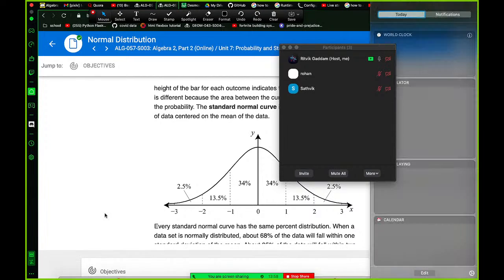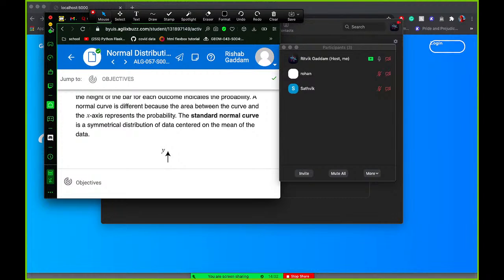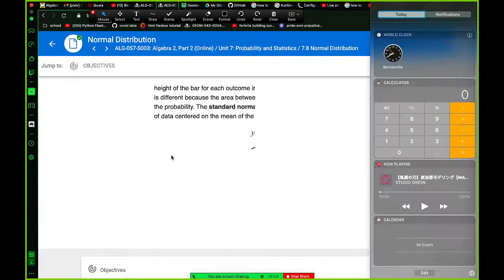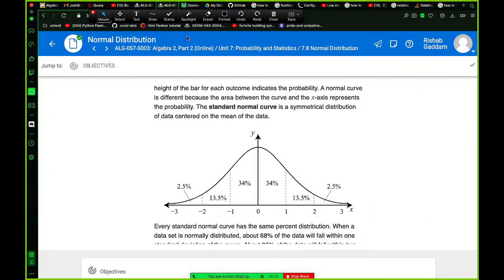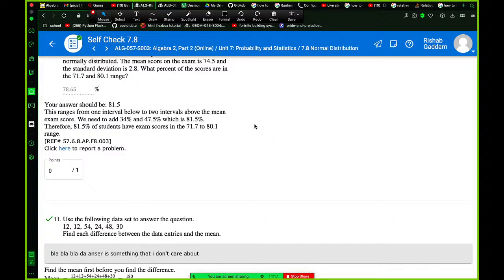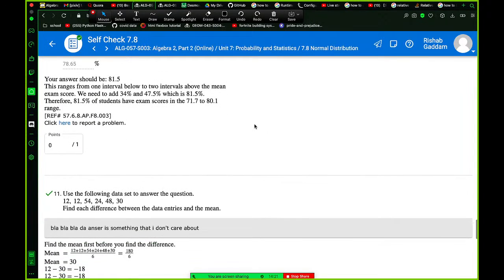68 plus. Okay. 68 plus 13.5. Oh, okay, so seems like we calculated this wrong or something. Because that is definitely 81.5. Weird.